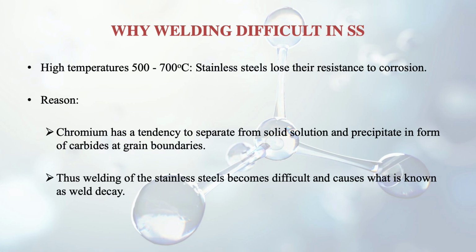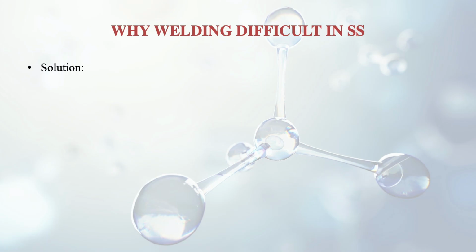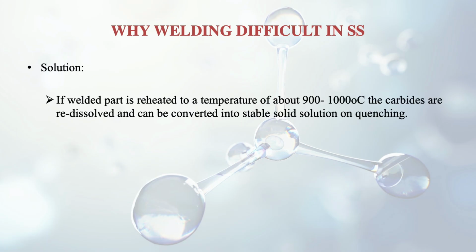Thus welding of the stainless steel becomes difficult and causes what is known as weld decay, because due to chromium carbide, hardness comes in, so the problem arises. And what will be the solution for this? If the welded part is reheated to a temperature of about 900 to 1000 degrees centigrade, around the same temperature as the upper critical temperature, then the carbides are redissolved and can be converted into a stable solid solution on quenching. So we are, you can say, going into the austenitic region. The carbides are redissolved, no chromium carbide will be formed, and then we can have a stable solid solution.